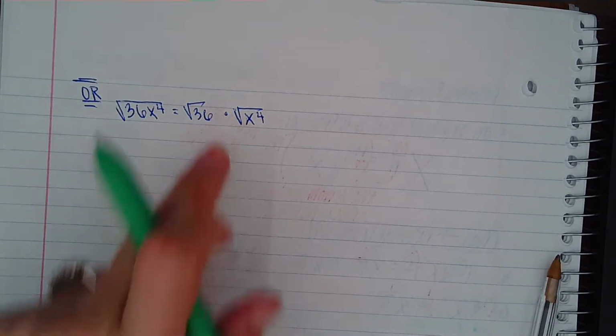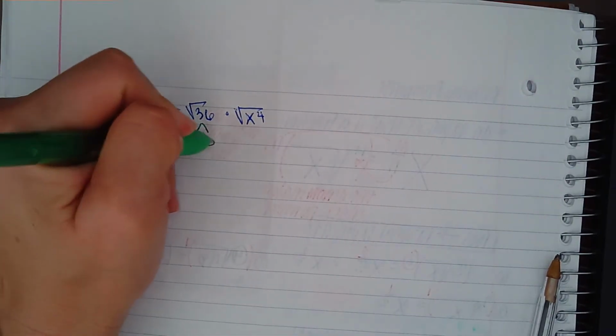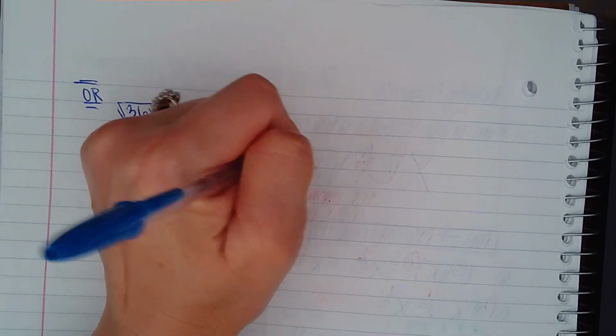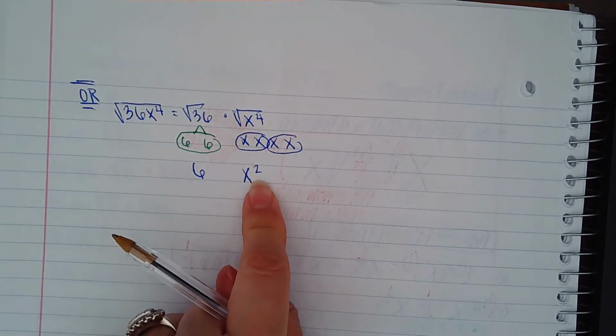All right. And again, I would break it apart. So rad 36 times rad x to the 4th. And again, you could look for pairs, right? Because they'd be in pairs since it's square roots. So 6 and 6, you would know that that could come out. So we'd have a 6 here. All right, and then you would see the x to the 4th. Oh, that's just the same as x times x times x times x. And I have a pair here and a pair here. And that would simply be x squared.